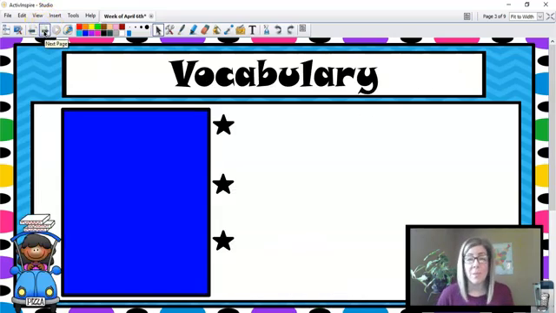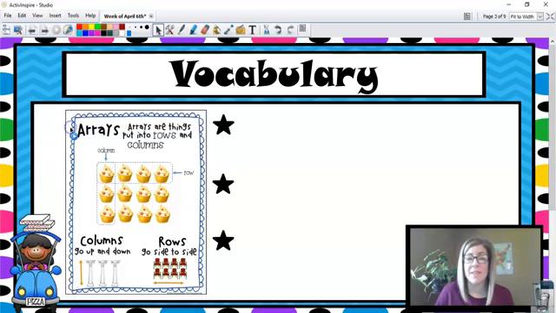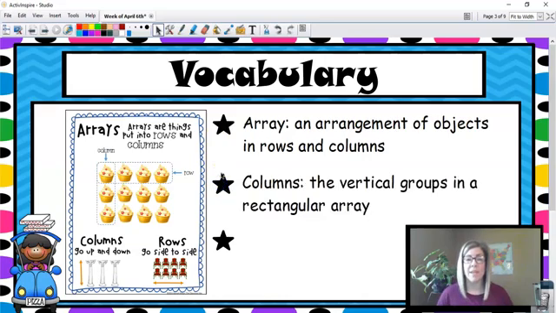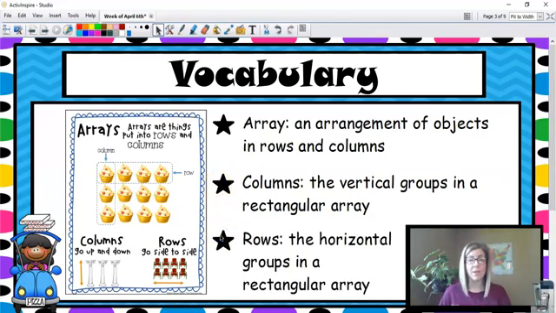So some vocabulary you're going to be using all throughout this unit is arrays. Arrays are things that you put into rows and columns. So they're items and objects in rows and columns. A column is vertical groups of items in a rectangular array. And rows are horizontal groups that go this way in a rectangular array. So arrays, columns, and rows.